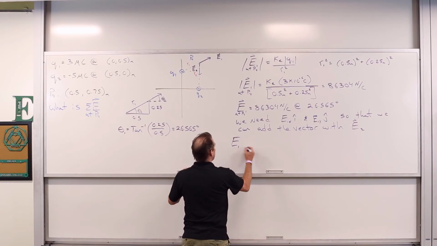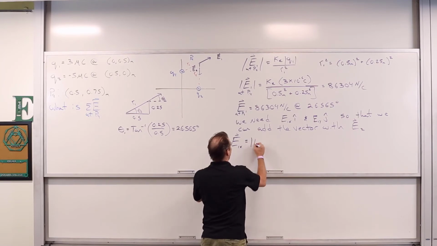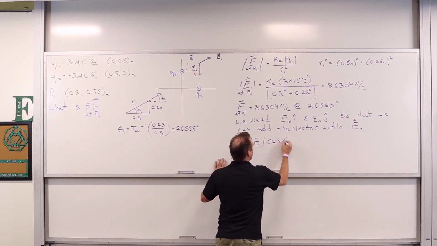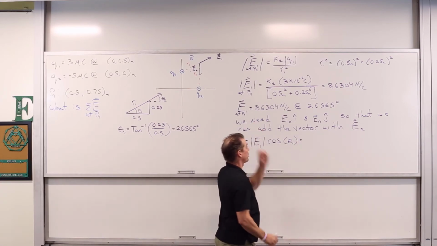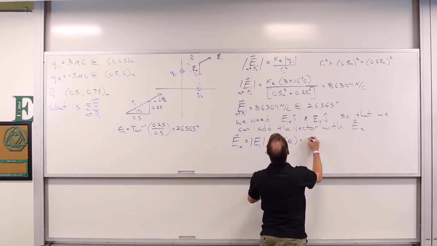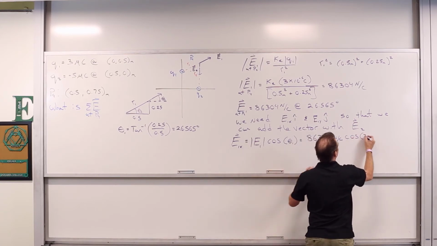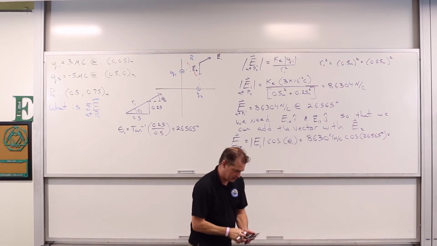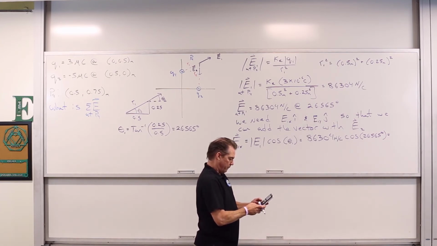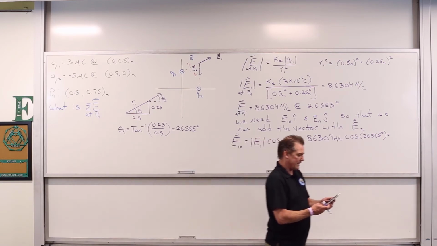So we've got E1x hat is going to be equal to the magnitude of E1 times the cosine of theta 1, which is this 86,304 times the cosine of 26.565. So just write it out: 86,304 newtons per coulomb times the cosine of 26.565 degrees gives us 77,193.